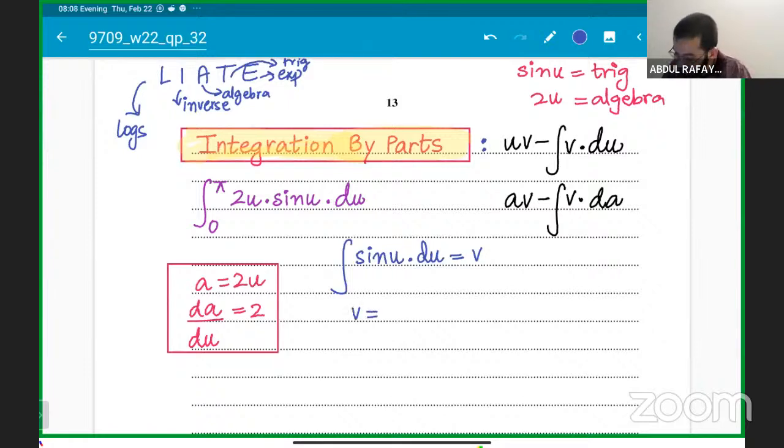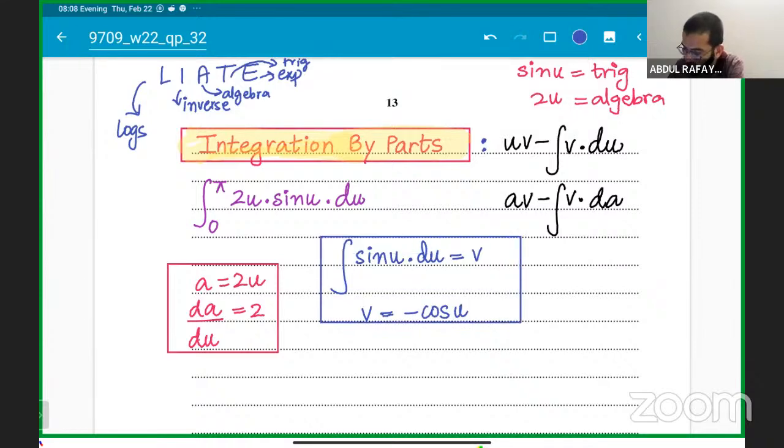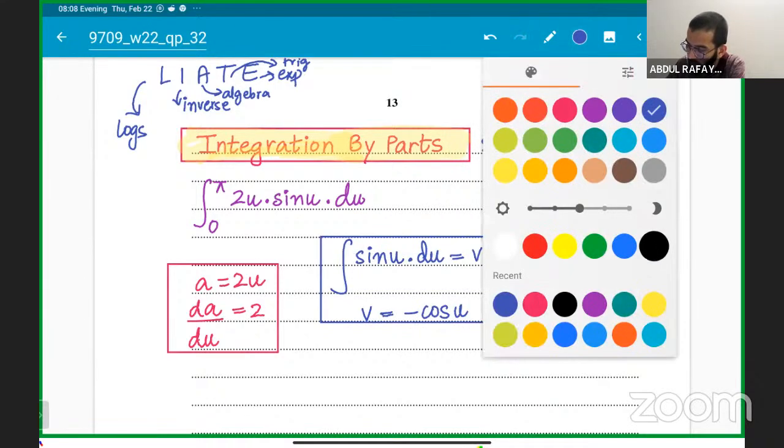So v is equal to, what is the integration of sine, students? The integration of sine is basically negative cos. Understood, guys? The integration of sine u will be negative cos u. Is everyone with me following, guys? Clear? So here we go, let's start working on this.